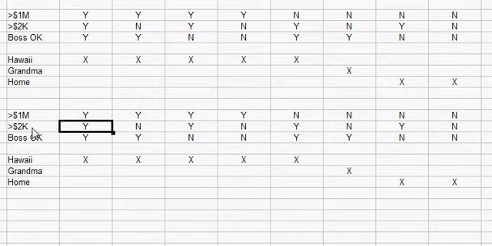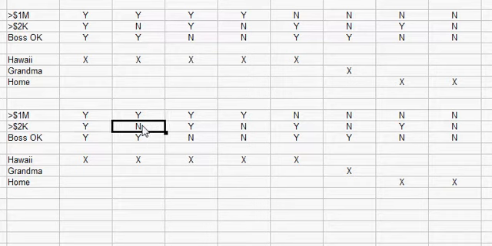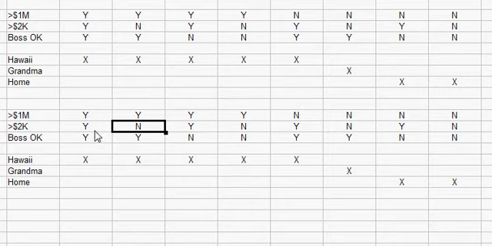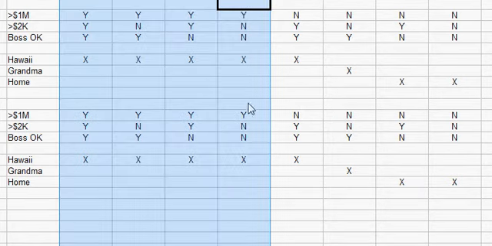And here actually, if you have over $1 million, you certainly have over $2,000. So there's a little bit of logical inconsistency with these two columns here. These two entries don't really make sense. But what we can do here is collapse these four columns into one column.